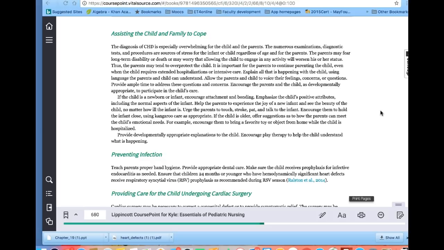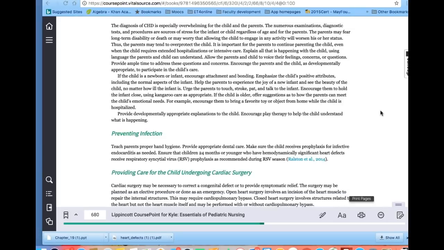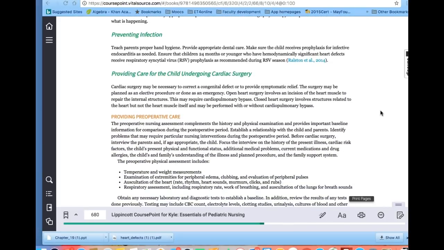If they're discovered later on in life, then a lot of times it's a little easier for the family to cope with that. But when babies are born with cardiac defects, there are a lot of family dynamics that you have to address. So lots of teaching, lots of resources, reliable, reputable resources are good. Preventing infection.